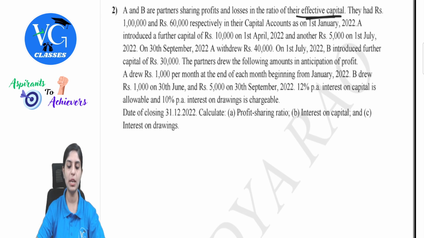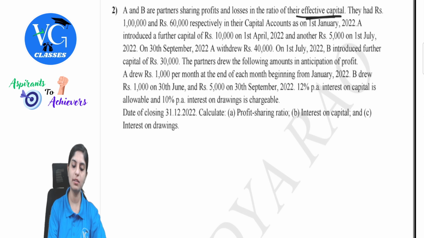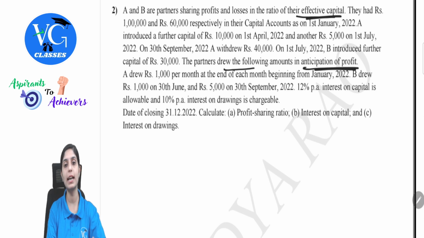On 1st July, B introduced further capital. The partner drew the following amounts in anticipation of profit. What does this mean? They have given drawings against profit. So they have given the drawings detail and then they are mentioning rate of interest of 12% per annum interest on capital and 10% per annum interest on drawings. Date of closing is given as 31st December. This becomes very important to calculate the capital balances as well as rate of interest.